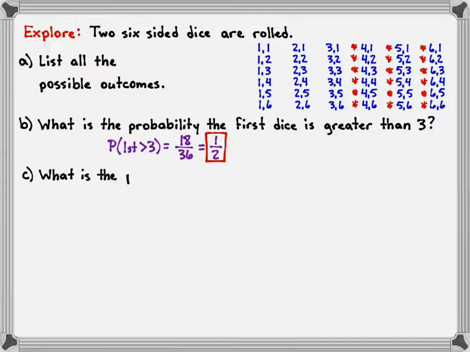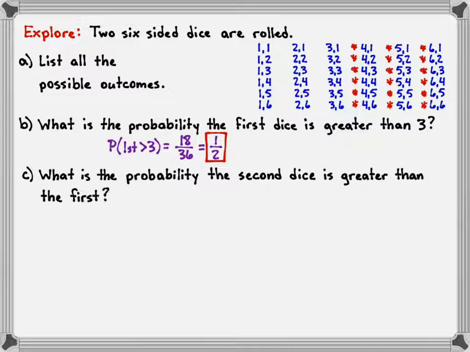For question number C, or part C, it says, what is the probability that the second die is greater than the first die? What's that mean, greater than the first die? Well, that would mean all of these cases, that the second die is greater than the first die. So if the first die is a 1, that means the second die has to be a 2 or higher. If the first die is a 2, that means the second die has to be a 3 or higher. If the first die was a 3, then the second die would have to be 4 or higher, and so on. So what's the probability that the second die is greater than the first die?